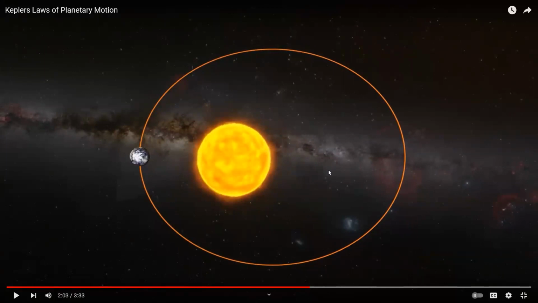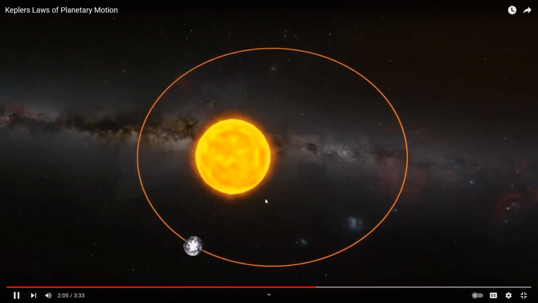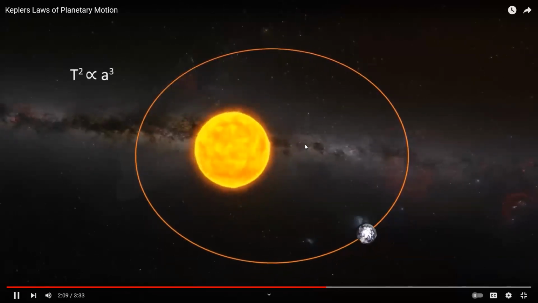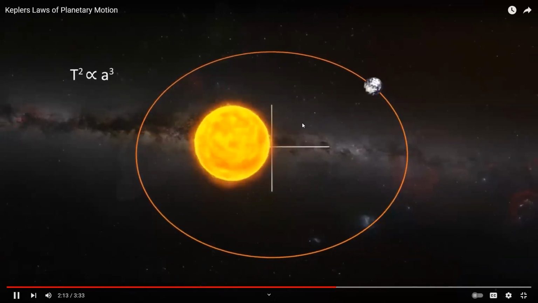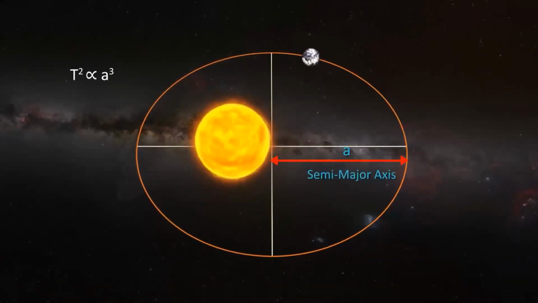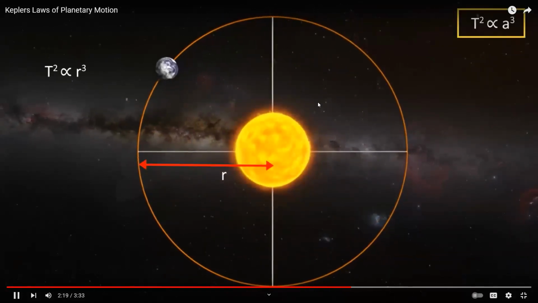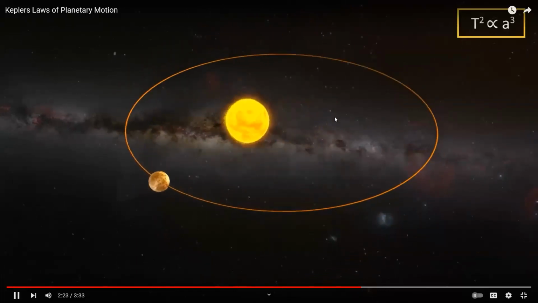Kepler's third law is also known as the law of periods. Kepler's third law is concerned with the time period of revolution of planets. It states that the square of the time period of revolution of a planet in its orbit is directly proportional to the cube of the semi-major axis of the elliptical path around the Sun. For a circular path, T square is proportional to the cube of the radius of the circular path.